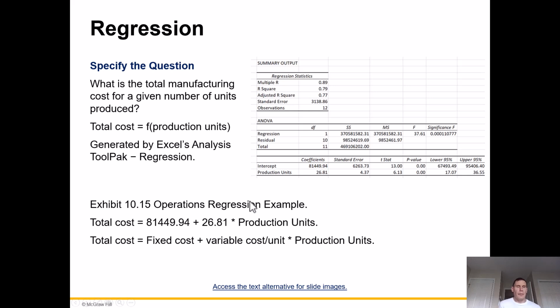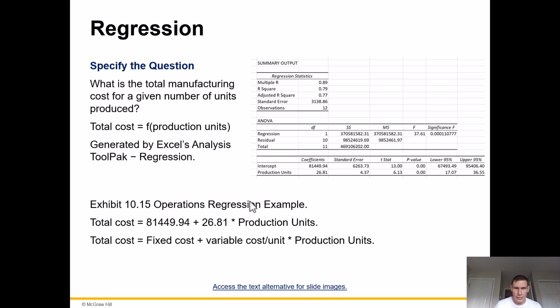For regression, the first thing we might do is specify the question. So in this example, the question is, what is the total manufacturing cost for a given number of units produced? So the total cost is basically a function of the production units. And then you see, just as an example here, we won't get too much into these numbers, but you notice that we have our summary output. So we have a multiple R and we have R squared. We have adjusted R squared.